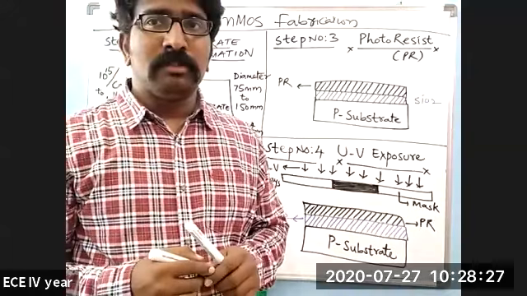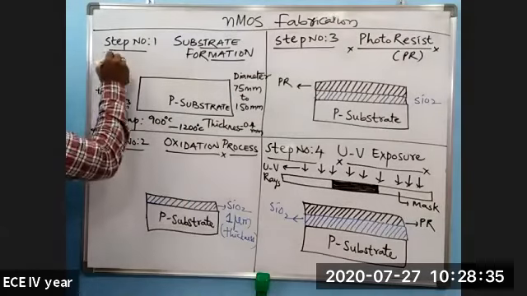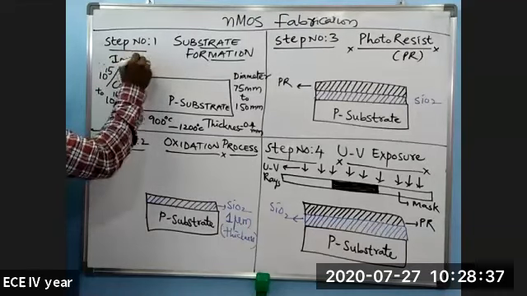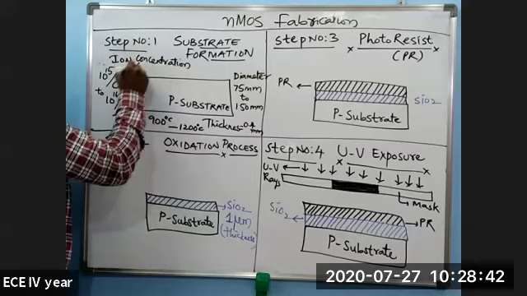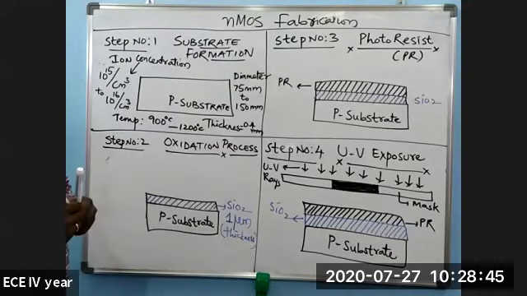Excuse me, sir. Yeah, please talk to me. Sir, in step 1, you have written 10 power 15 to 10 power 16. What do those values indicate? Could you talk louder? These values are nothing else but the ion concentration, the impurity concentration. Okay. Thank you, sir. Kindly note it down.